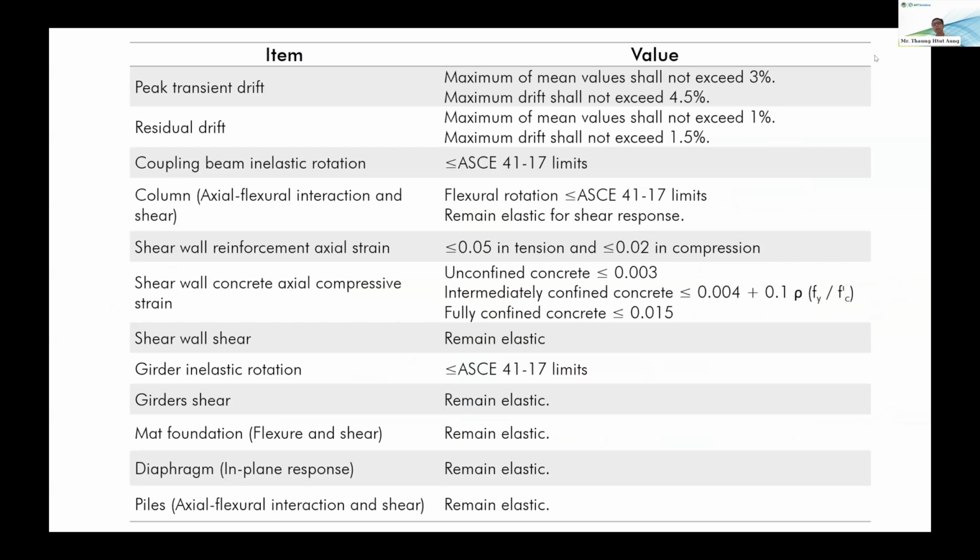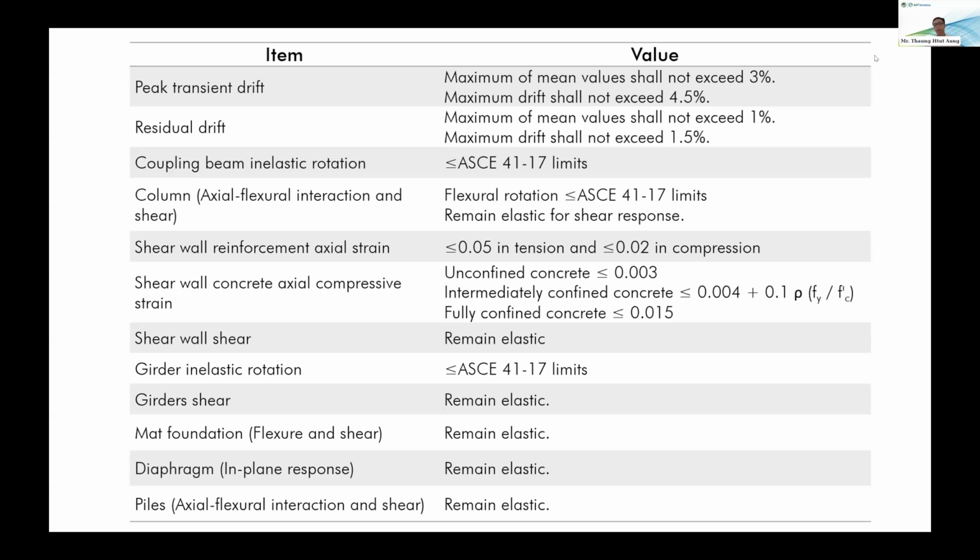For the acceptance criteria, for MCE level, we have to check for global response as well as the local responses. For global response, we check the peak transient drift, which is the maximum drift occurred during the time history. For example, the ground shaking duration is about 25 seconds. So what is the maximum drift that occurs within that 25 seconds?